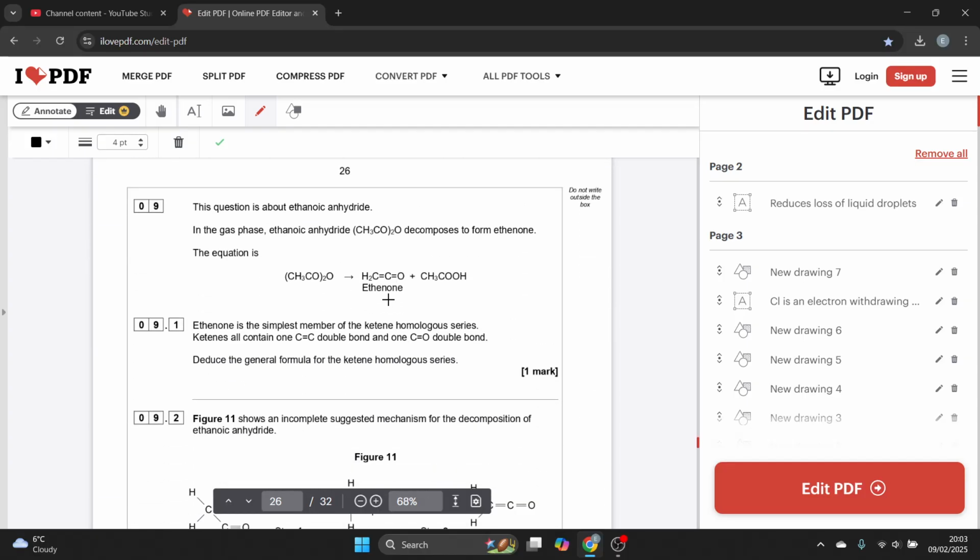Deduce the general formula for the ketene homologous series. CnH2n-2O. I don't know why I did the oxygen so big, it should be a bit smaller. Yeah, CnH2n-2O.